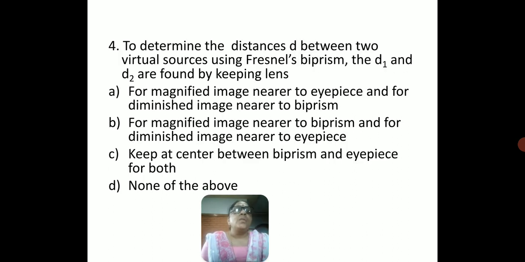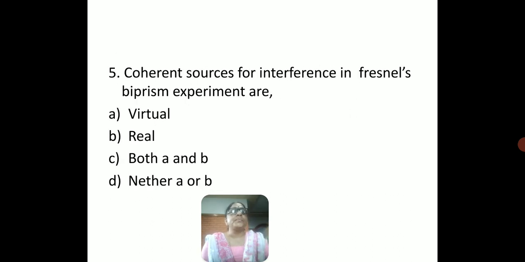Then, to determine the distance d between the two virtual sources using a Fresnel biprism, d1 and d2 are found by keeping the lens where? We know that the magnified image is obtained by keeping the lens nearer to the biprism, and the diminished image nearer to the eyepiece. That's why the answer is B. That is, for the magnified image nearer to the biprism and for the diminished image nearer to the eyepiece.